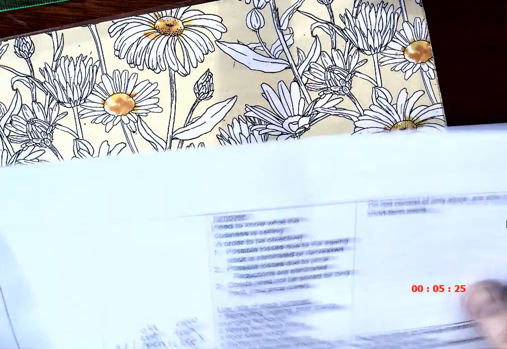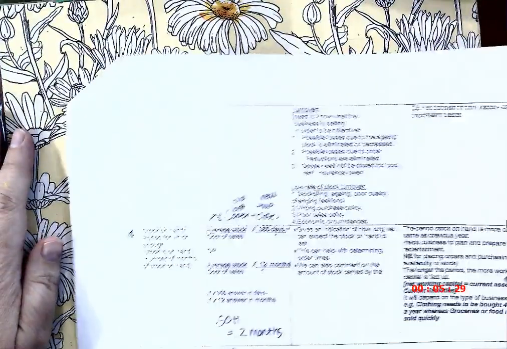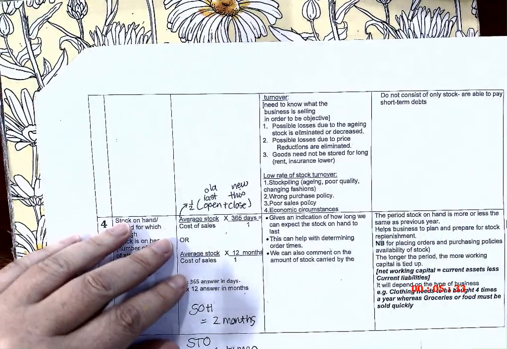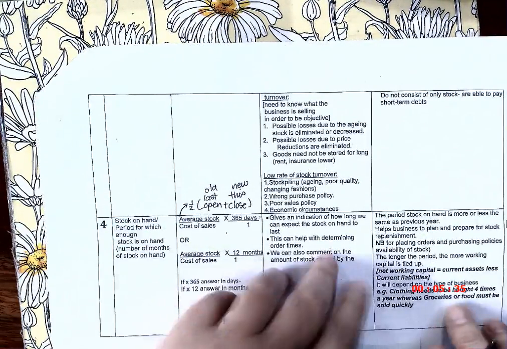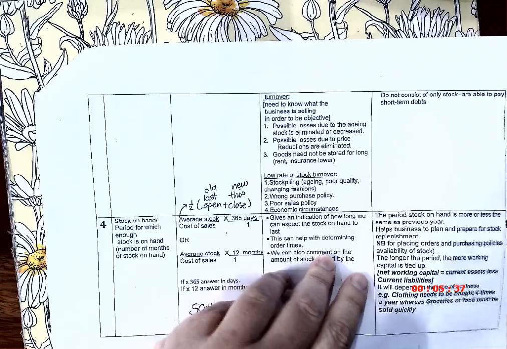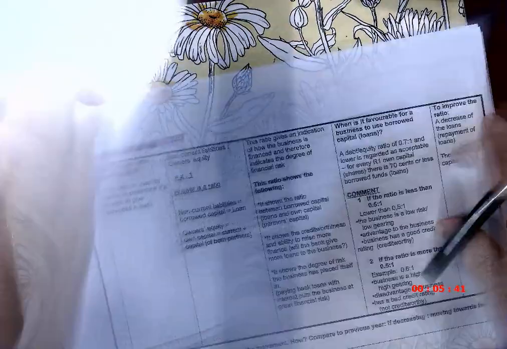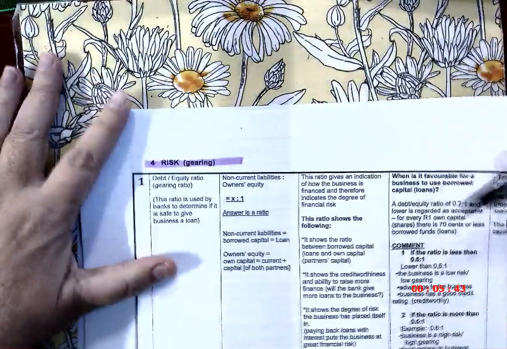So, I did do the stock. The stock on hand and the stock turnover, remember? The stock on hand is how long the stock is going to last me. And the stock turnover is how fast it sells out and is replaced. So, the next one I'm going to do is the risk.